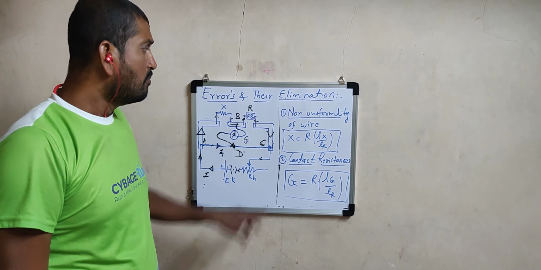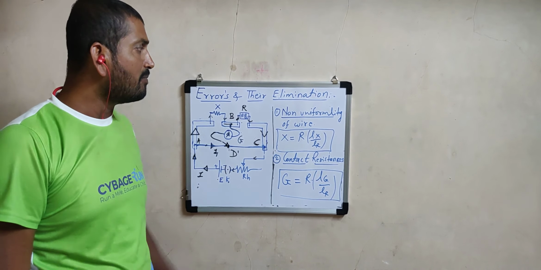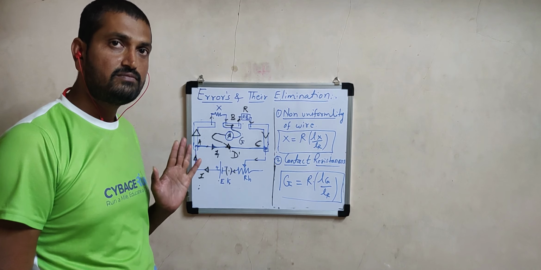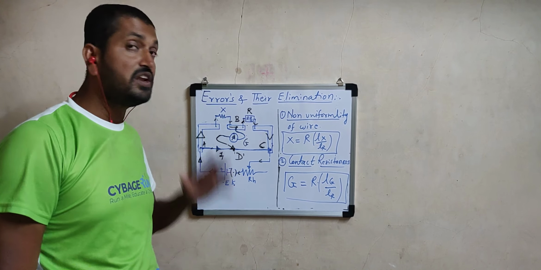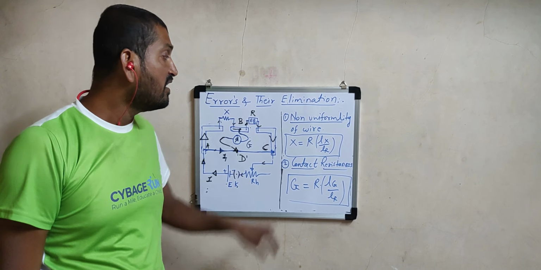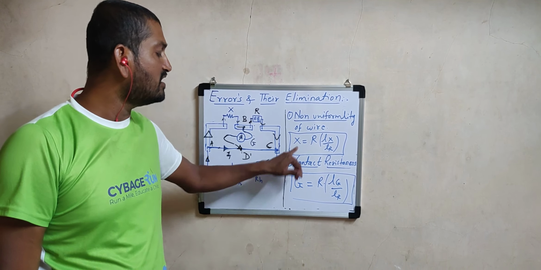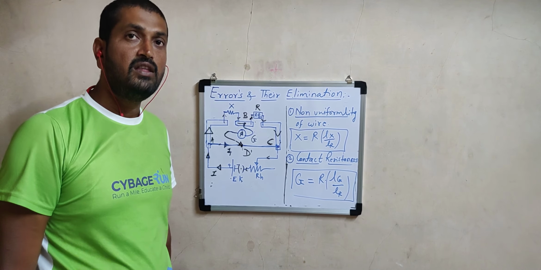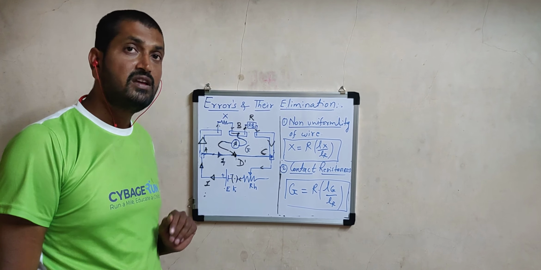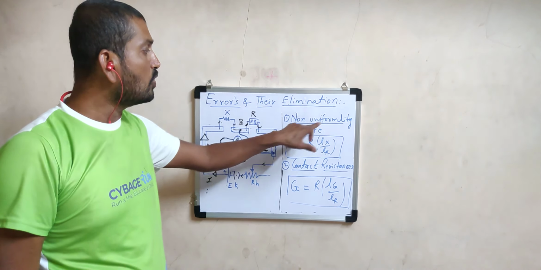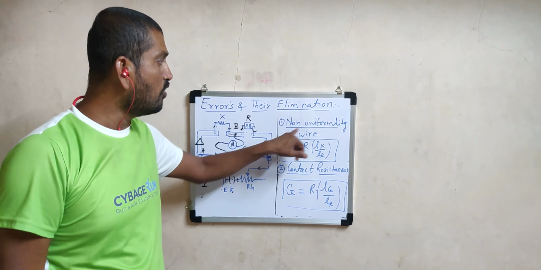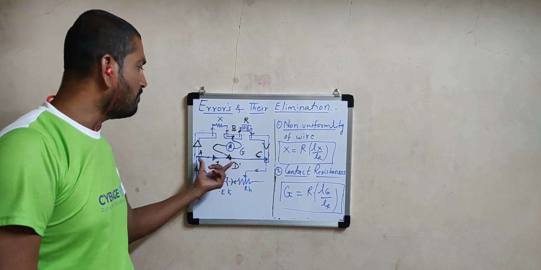Now both these formulae are derived by assuming this wire AC of the experiment as a uniform wire. But we know that sometimes a manufacturing defect may be there. If this wire is not uniform, then if we use this formula to calculate these resistances X and G, 100% there will be a possibility of error in their measurement. This is called the error due to non-uniformity of wire, the error due to non-uniformity of this copper wire.